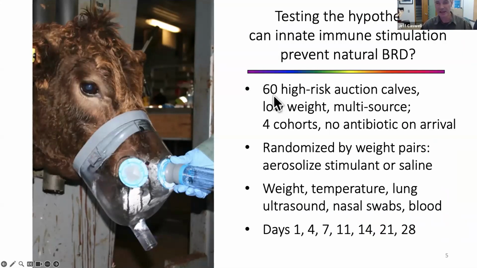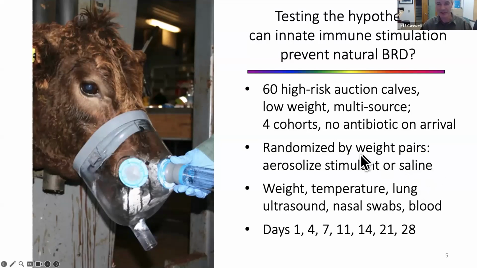We purchased 60 high-risk auction calves. These were low body weight calves, from multiple sources, and no more than 2 animals from a single source. They came in as 4 different cohorts and did not receive antibiotics on arrival. We randomized those calves by weight pairs, and in the next slide I'll show you the details of this stimulant, but half of the calves received an aerosol innate immune stimulant, and the other half were controls that received saline. We took a lot of measurements from these calves and just watched the outcome.